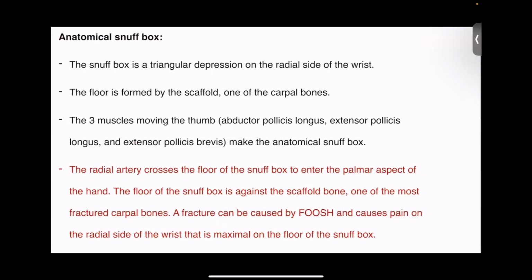One more thing about the radial nerve is that it goes inside the anatomical snuff box. The floor of the snuff box is formed by the scaphoid, which is one of the carpal bones, and there are three muscles that move the thumb: the abductor pollicis longus, extensor pollicis longus, and extensor pollicis brevis. These all combine together to make the anatomical snuff box. This is not relevant to OSPE, but the only clinically relevant part is that the radial nerve passes through it, and a scaphoid fracture can also damage this.